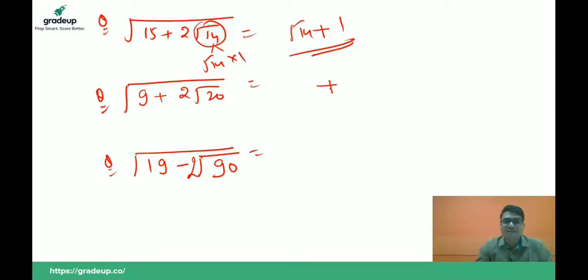Plus is here, so plus will be here. The 2ab term, I can split this root 5 into root 5 into root 4. This will be your answer.